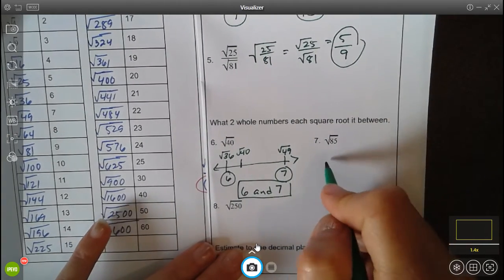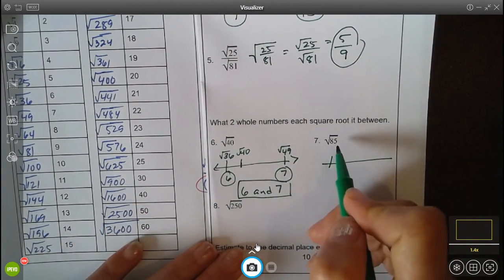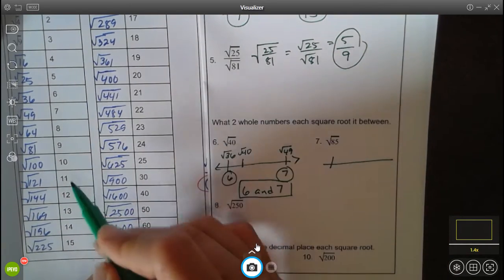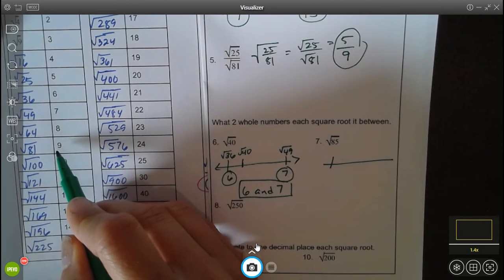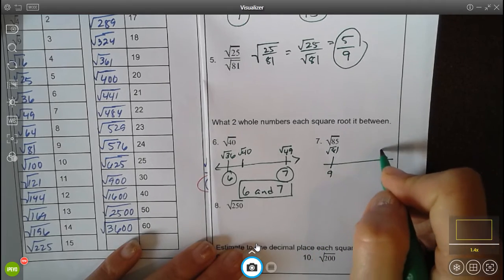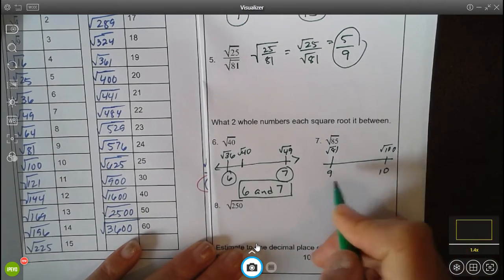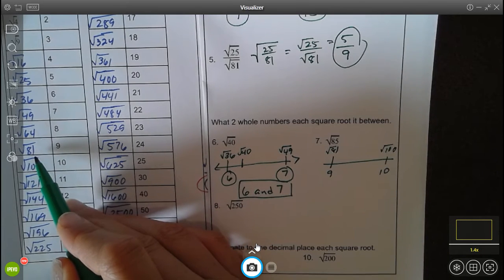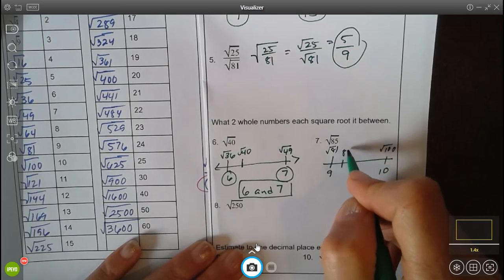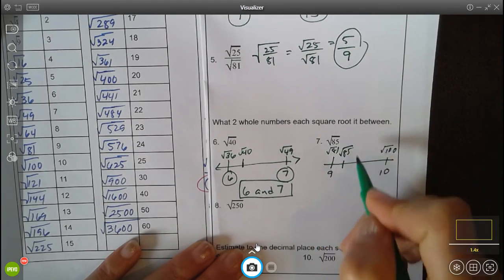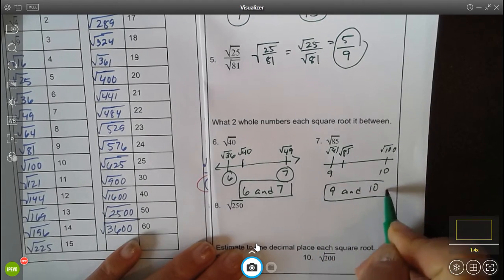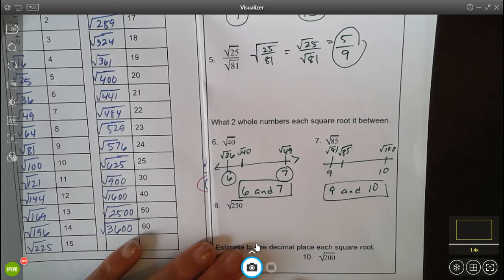Square root of 85. Okay. Well, no number times itself gets you 85. But if I look at my chart and think back, 81 is pretty close. 81 is 9. And 100 is pretty close. That's 10. These 2 numbers need to be in order. So the square root of 85 would be right in between those 2, because here's where 85 would be. And so this is between 9 and 10. I would think a little bit closer to 9 if I was trying to estimate the decimal.